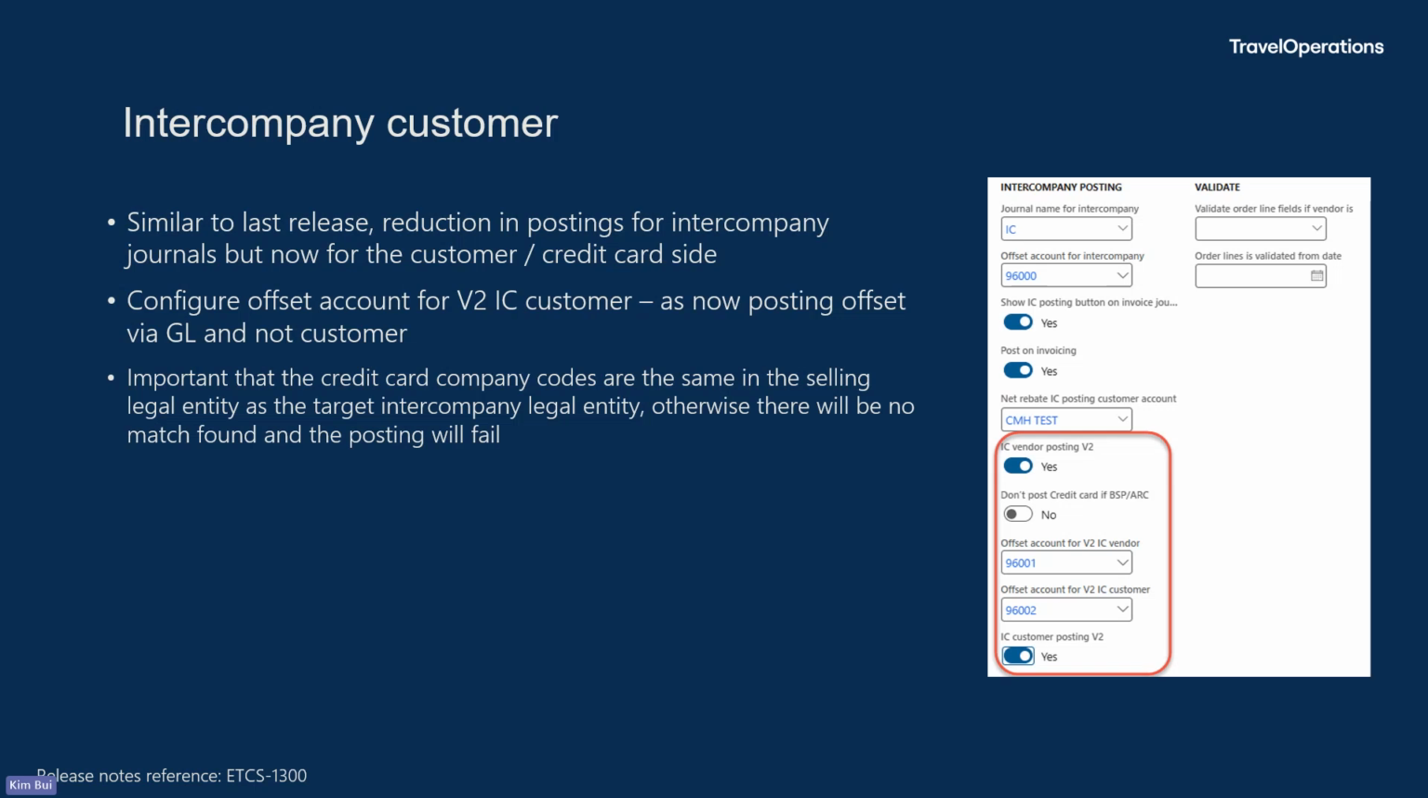And similar to the enhancement in the last release on the vendor side of intercompany journals, we have introduced a parameter that, when enabled, removes the extra journal lines to the internal intercompany vendor in the home entity where the booking was made. Usually there are postings in and out of this customer, and these will be removed if this toggle is turned on. It's important to ensure that the credit card company codes are the same in the selling as well as the target legal entity. Otherwise, no match will be found and the posting will fail.